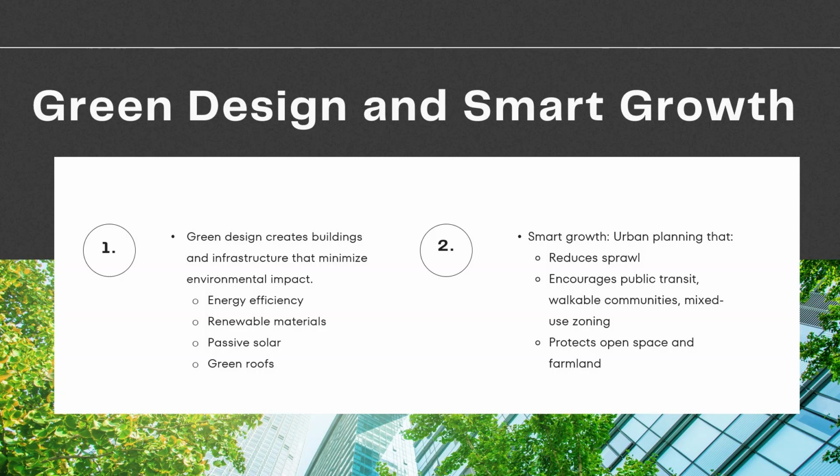Smart growth focuses on how cities expand. Instead of spreading outward into farmland and natural areas, smart growth encourages denser, walkable neighborhoods. This reduces the need for long commutes, it lowers transportation emissions, and helps preserve open spaces.